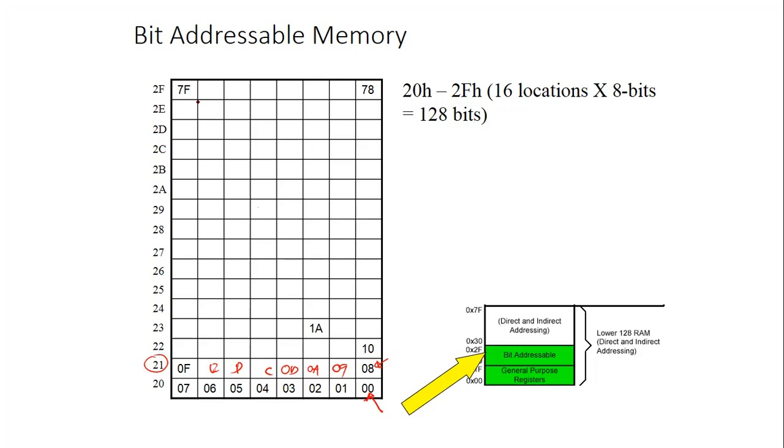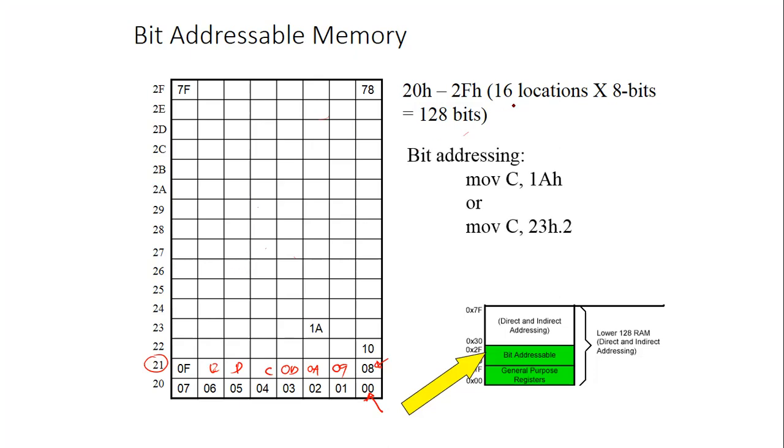So similarly, you will get a total of 128 bits in this particular region. 16 locations, and each location contains 8 bits. So the total bit addressable area is 128 bits, 00 to 7F. So don't get confused with this address. This address format is used for addressing RAM memory locations and also for the bit addressable area. Okay.